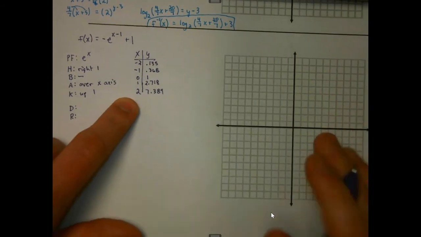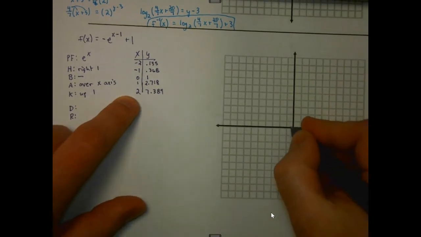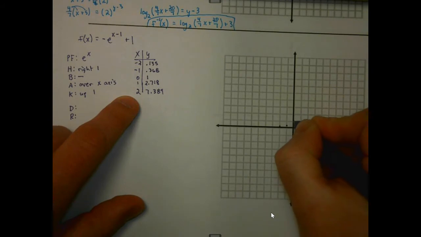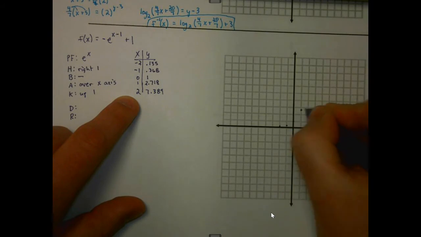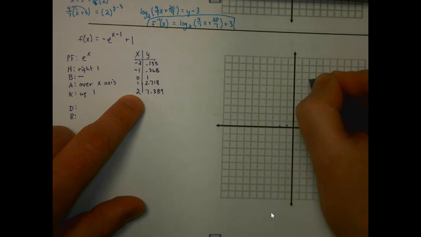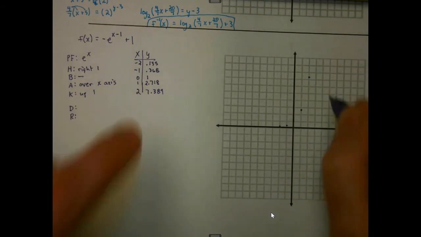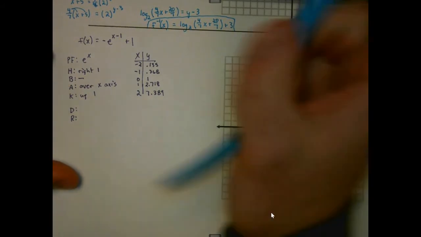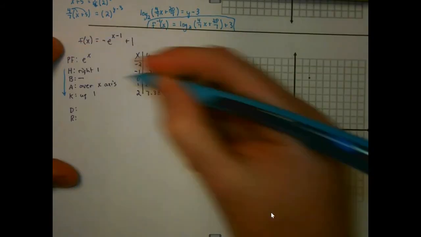Okay, so I'm going to graph these points. And remember, these are rough estimates, so we're just trying to get into the right location. So here, and then here, 0, 1, 1, 2.718, about in there, and 2, 7.3, somewhere in there. Okay, so those are my parent function points, and I'm going through my HBAK.